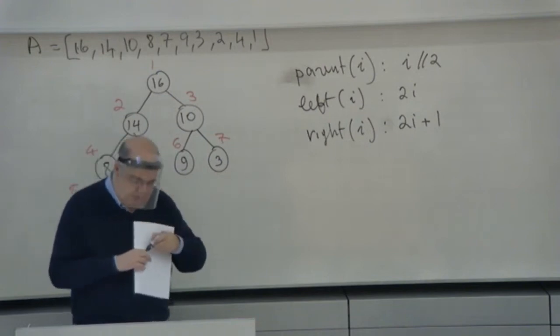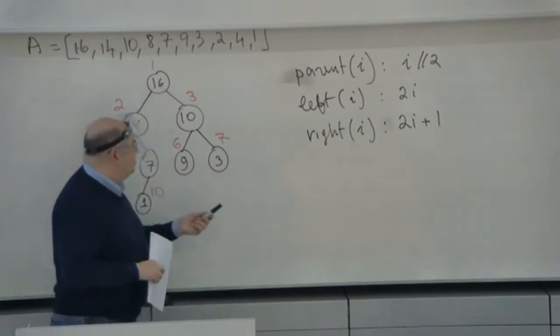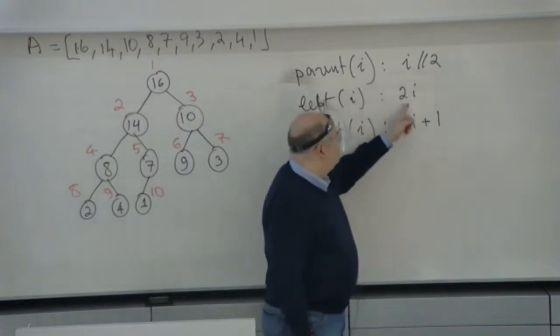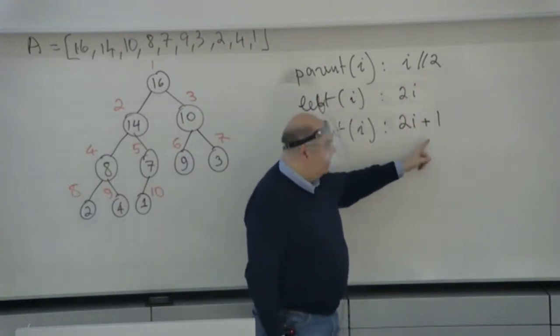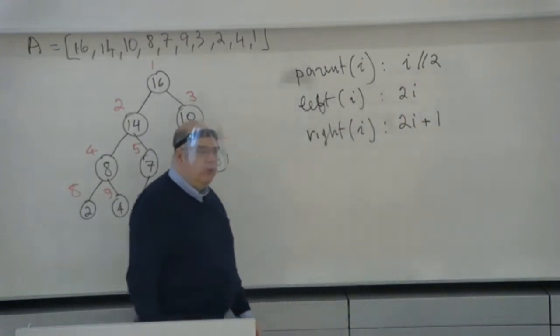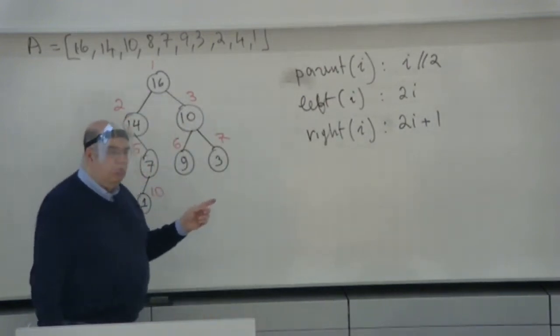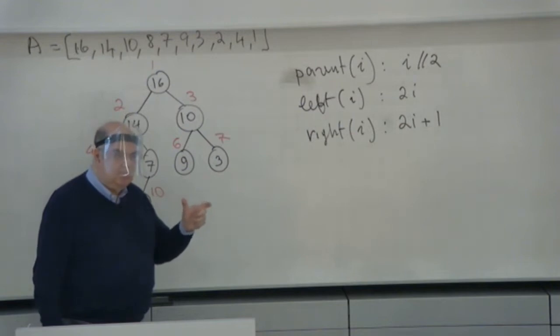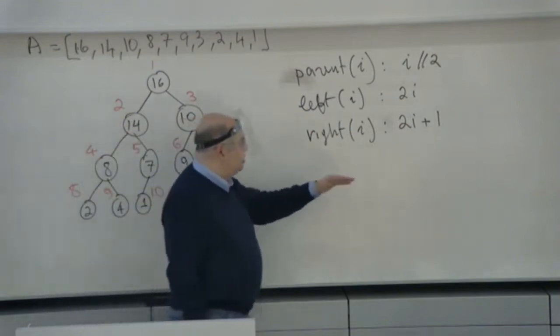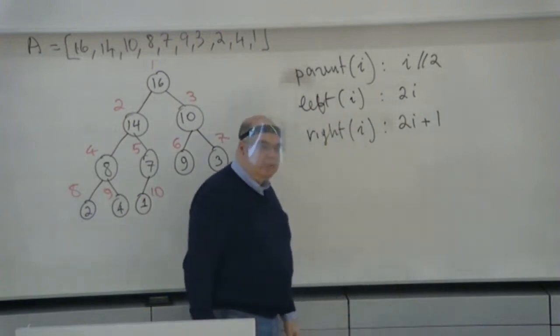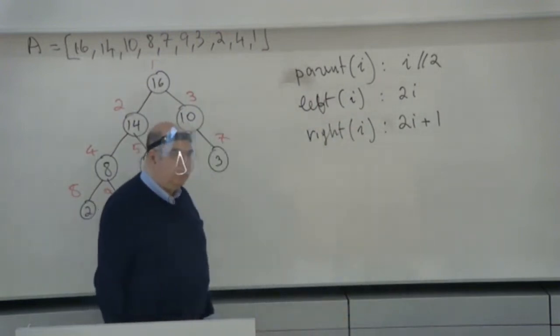Just a mention about the computational issues here. All these operations, integer division by 2, multiplication by 2, and multiplication by 2 plus addition of 1, are easily performed by a computer, because in a binary representation these are just a right shift or left shift of the binary representation. So they are quite efficient.